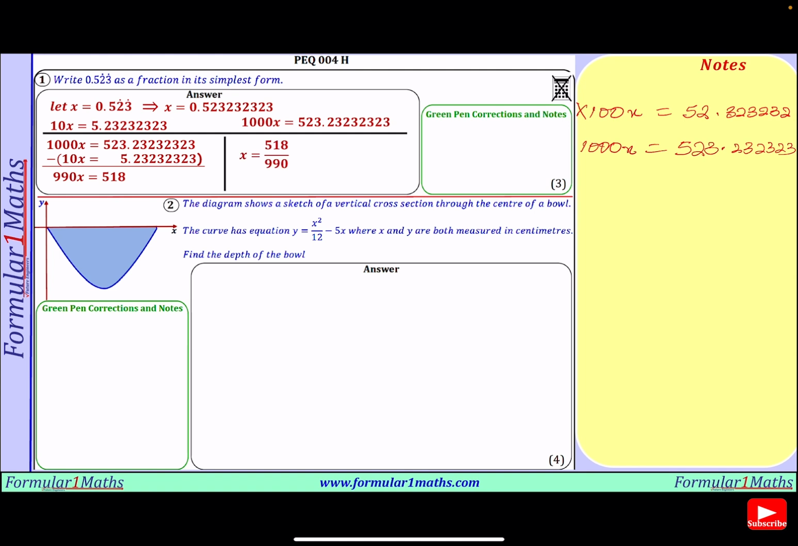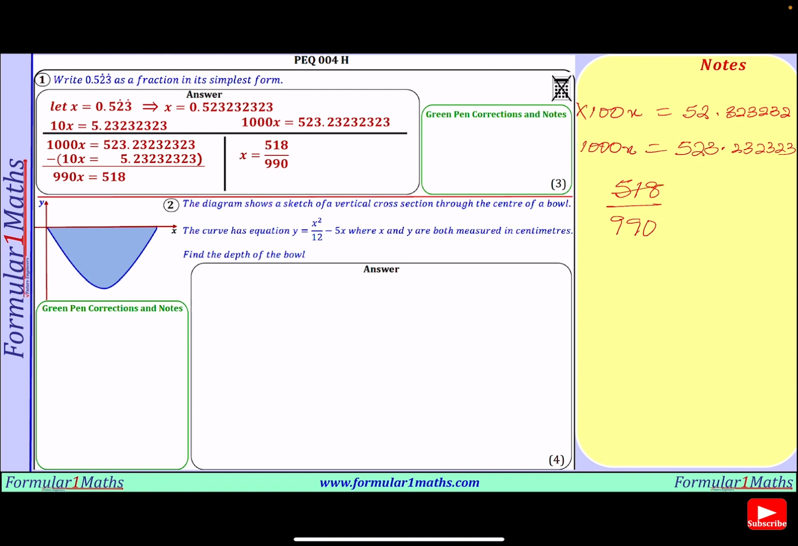Then I go to solve for x by taking 990 to the other side. It goes to divide, and now all I'm left to do is to simplify. These two numbers are big for a non-calculator paper, so I'm going to show you an easy way of simplifying this fraction. So 518 over 990. I can see that the last digit here is 8 and the last digit here is 0. So that means both numerator and denominator are divisible by 2. So I'm going to divide both numerator and denominator by 2.